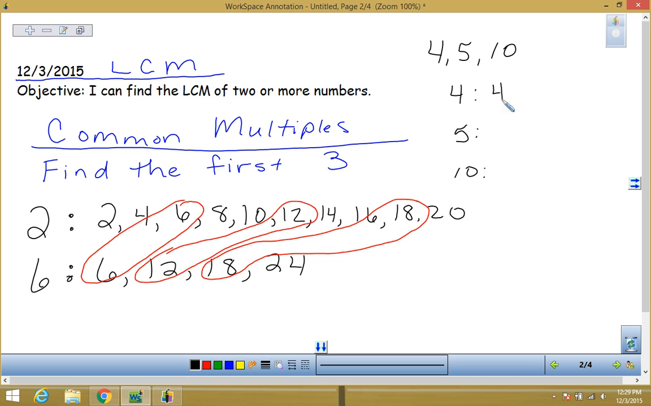So listing 4, 8, 12, 16, 20, 5, 10, 15, 20, 10, 20. Okay, so if I'm finding 3, what's the first one that you notice that they all have? 20. So I only have 1 so far. So I would need to keep listing, right? 40. So here I would have 2.